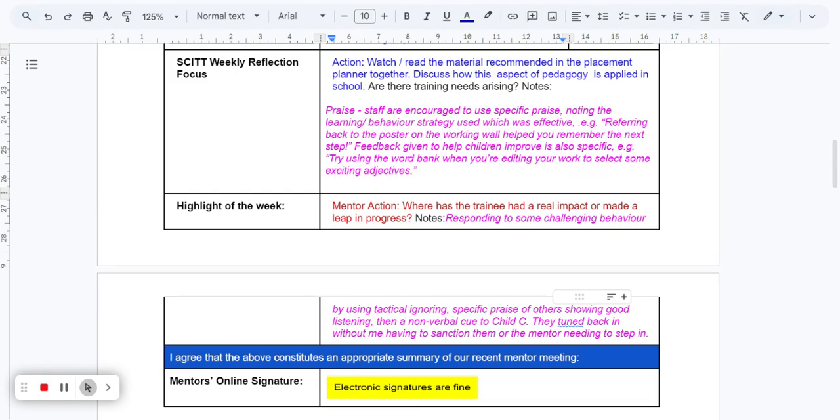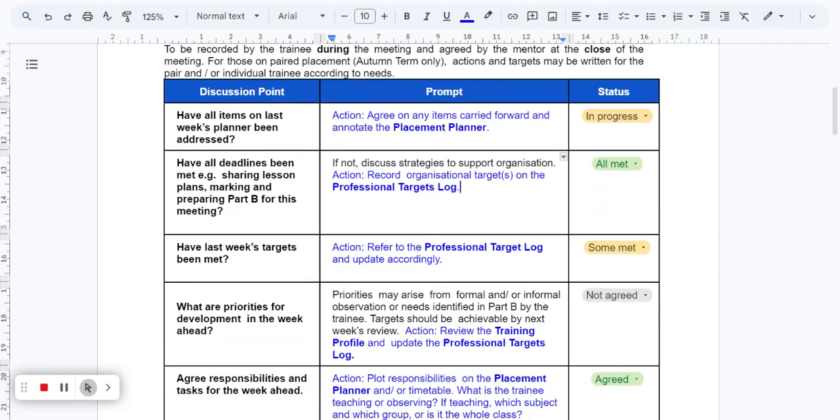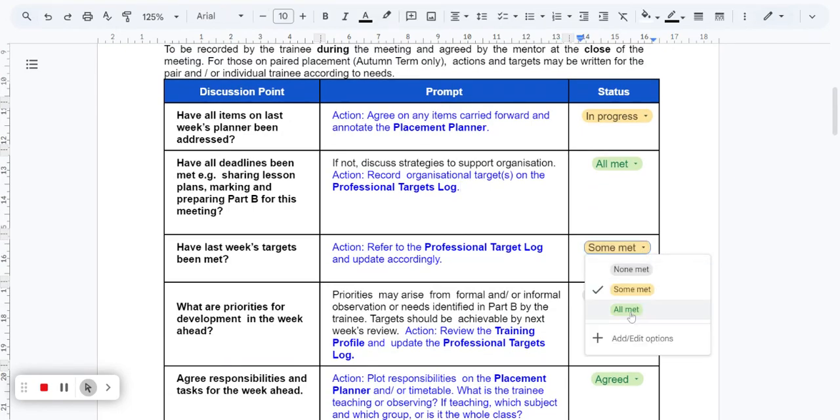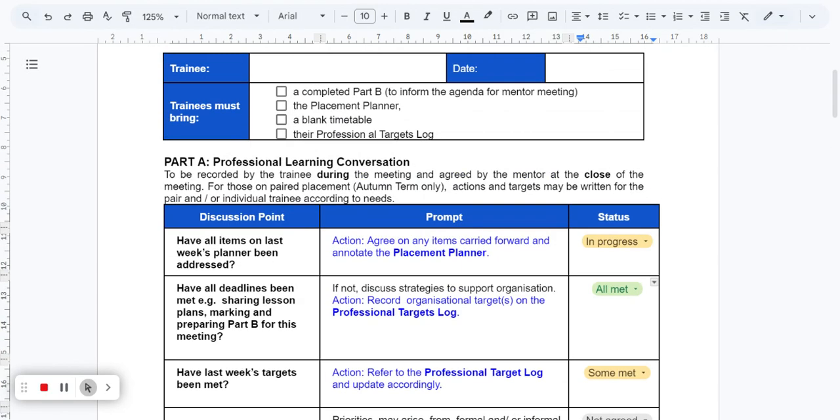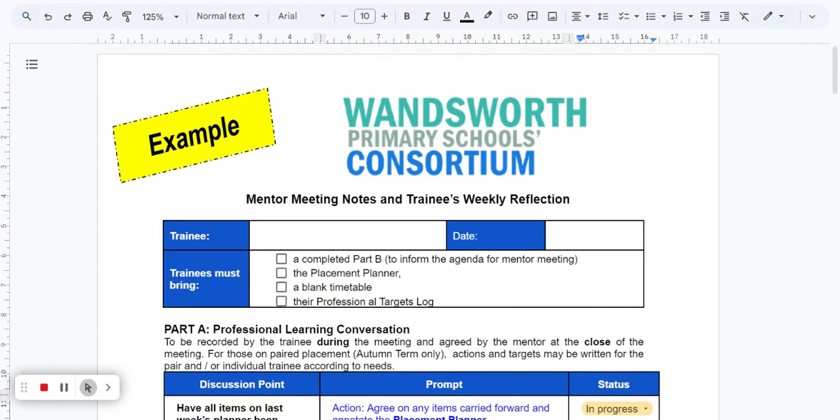For example, if in the section up here they've logged all met, and the mentor might say, well, actually no, I think we recognise that some of these things haven't been met, let's switch that around please. It just means that we know that when we come away from that meeting, we're all on exactly the same page, everything is accurate, and the targets on the professional target log accurately reflect what's expected of the trainee going forward. So that's a little summary of the mentor meeting notes.